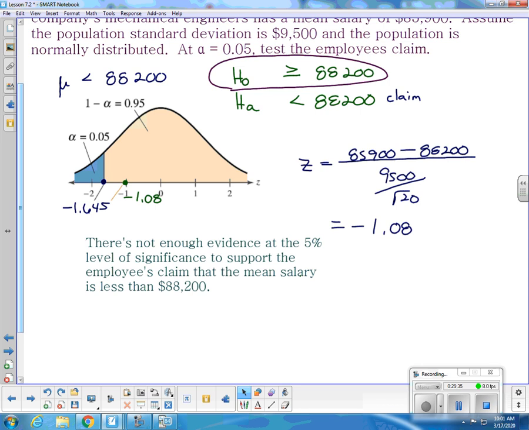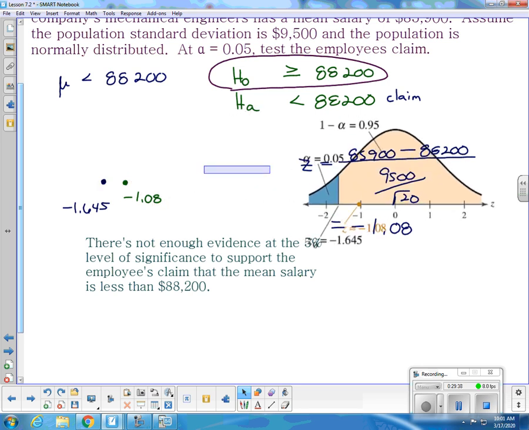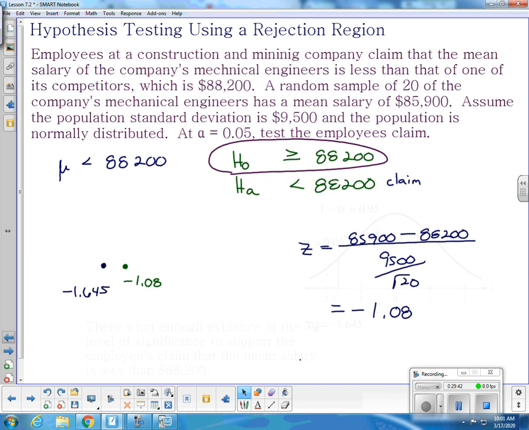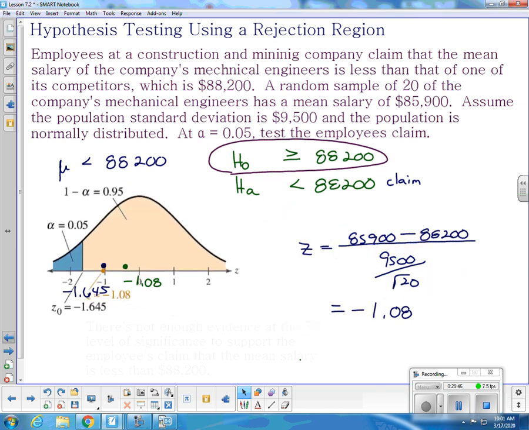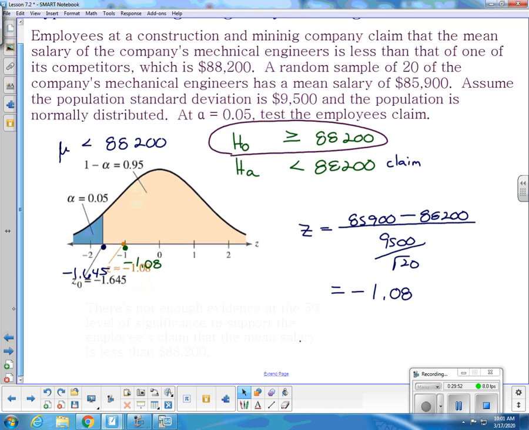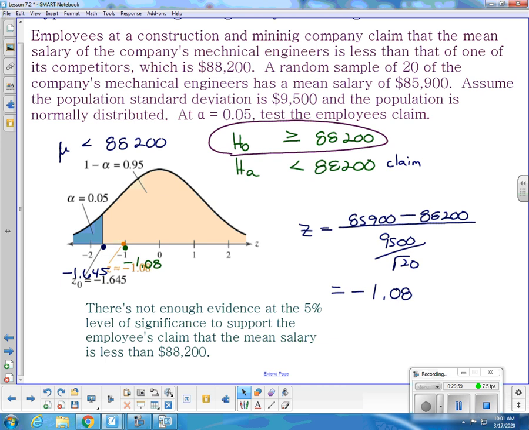Okay? I mean, if it helps you kind of cross that. Whoops. I don't know, man. This thing is just moving around a lot. And back here. Okay? So again, it's important that you state it in words. We do not have enough evidence to support the claim that the mean salary is less than $88,200. Okay? All right.